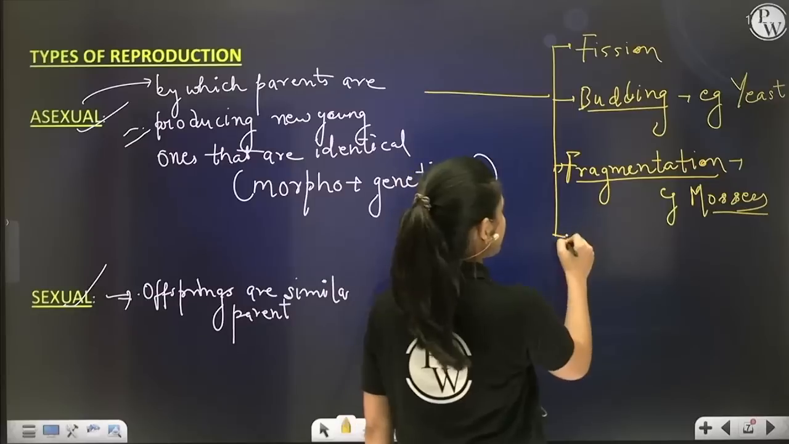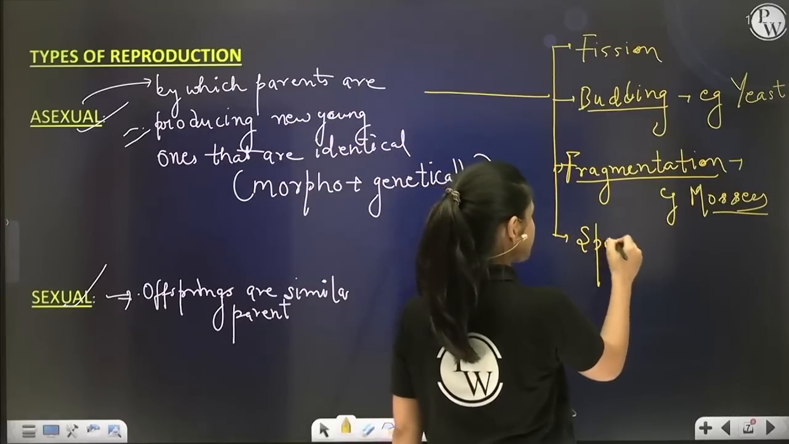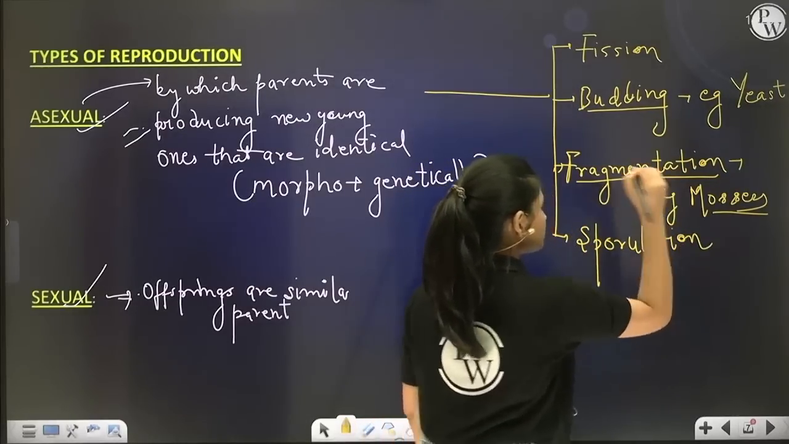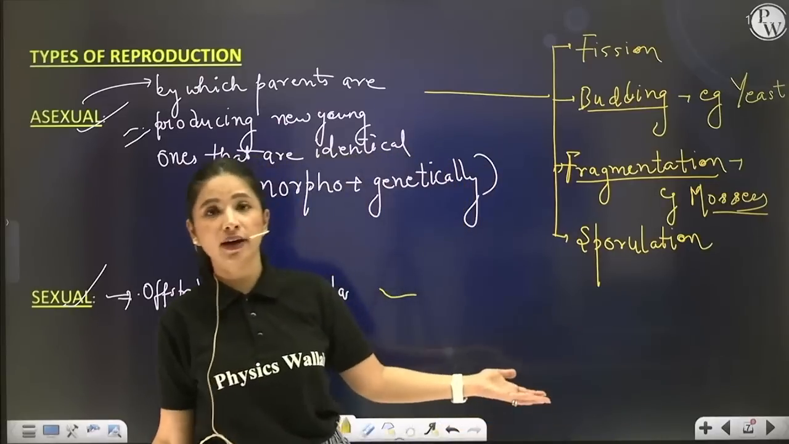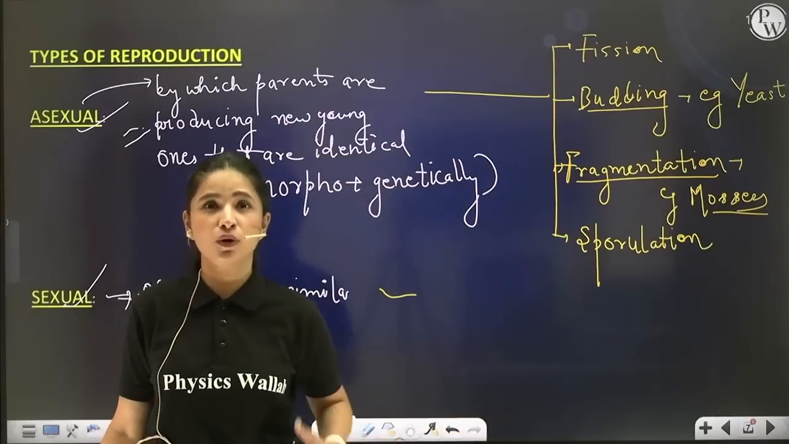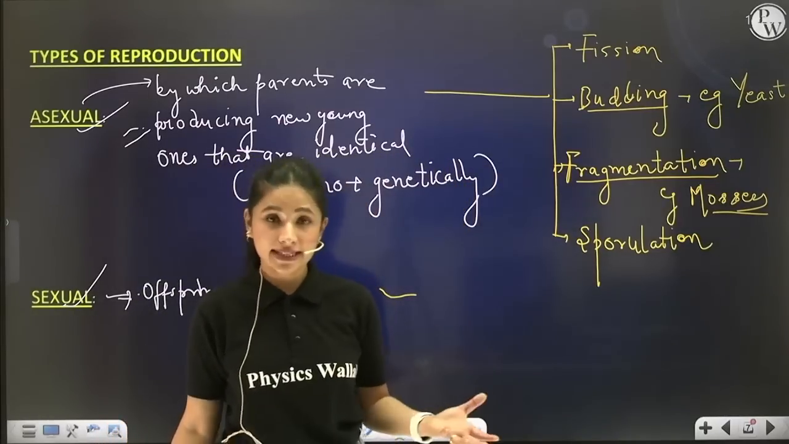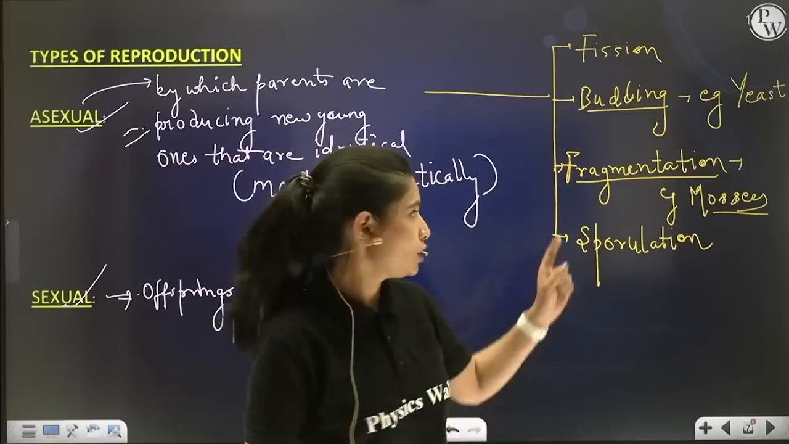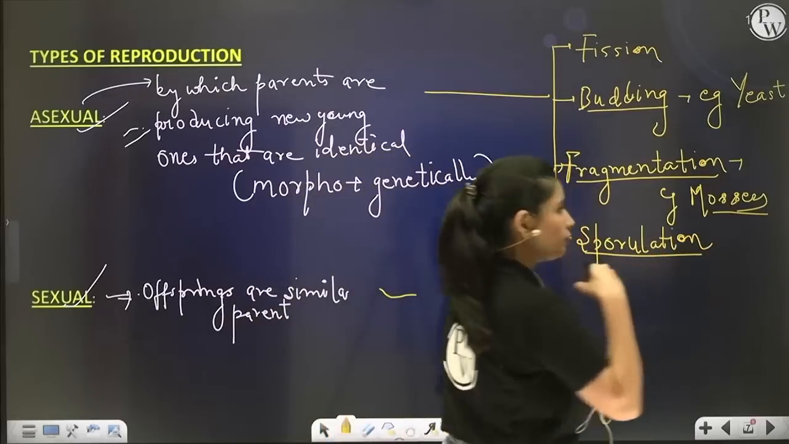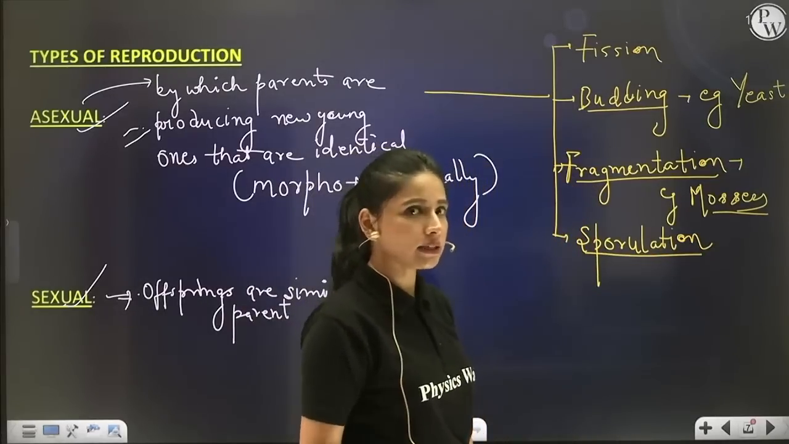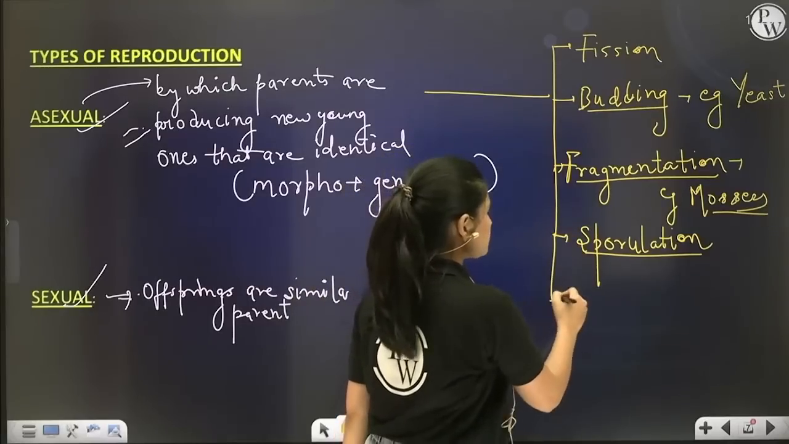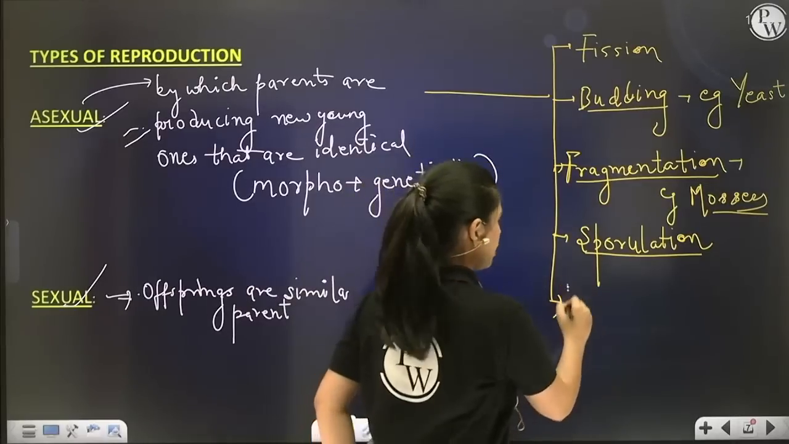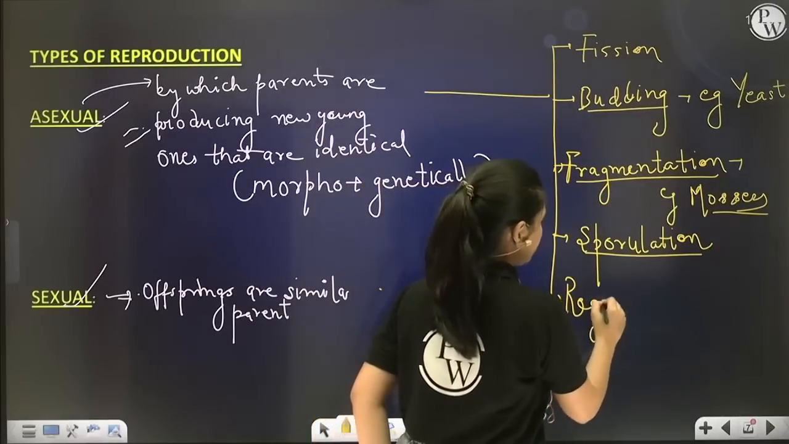Apart from fragmentation, sporulation. Different types of spores are produced. Okay? In fungi you have studied so many spores like zoospores and sporangiospores, etc. So this is one of the methods of asexual reproduction, sporulation, which you observe in case of lower organisms like fungi. Apart from sporulation, one more method of asexual reproduction is there called regeneration.